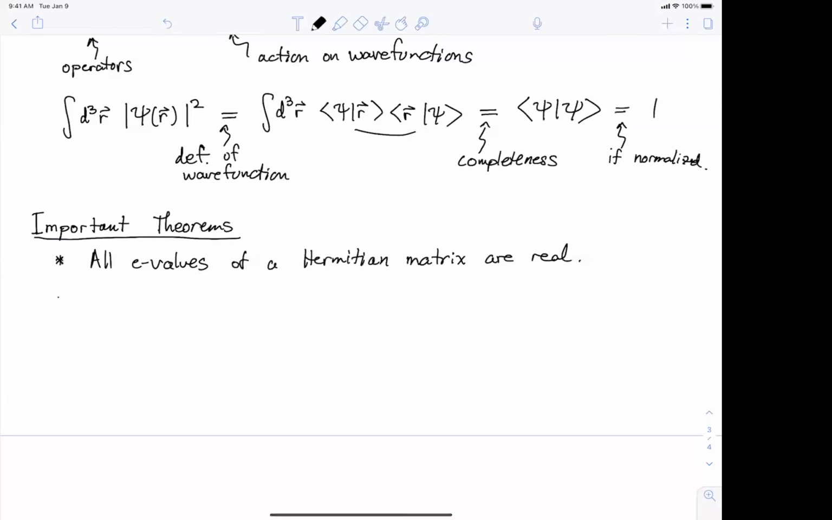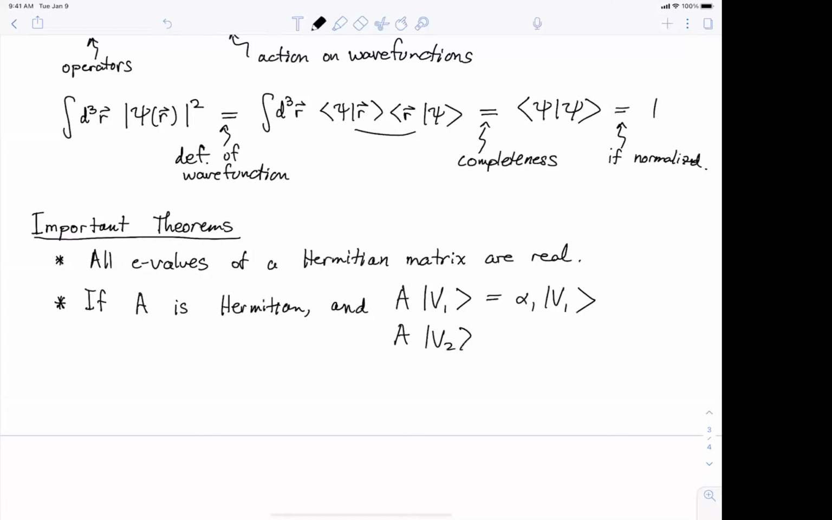Now, if you have a Hermitian matrix, or a Hermitian observable, if A is Hermitian, and you know a couple of its eigenpairs. So let's say you happen to know that A acting on some state gives you back alpha 1 times V1, and acting on a different state, you get alpha 2 times V2. And you happen to know that they're different, so alpha 1 is not the same as alpha 2.